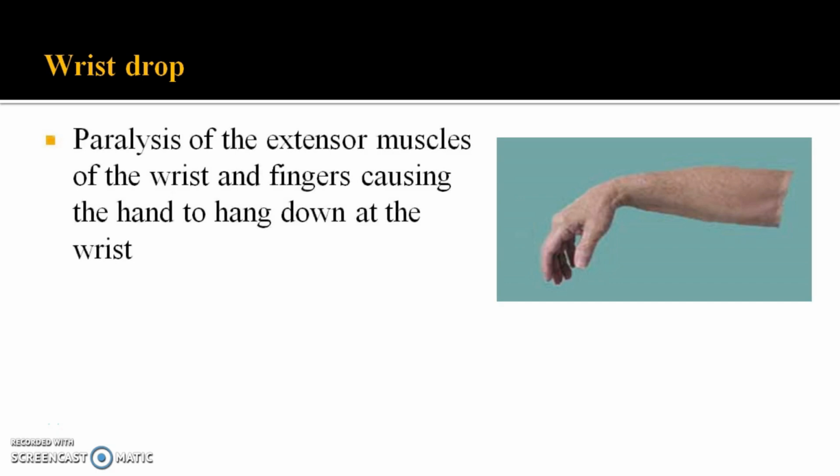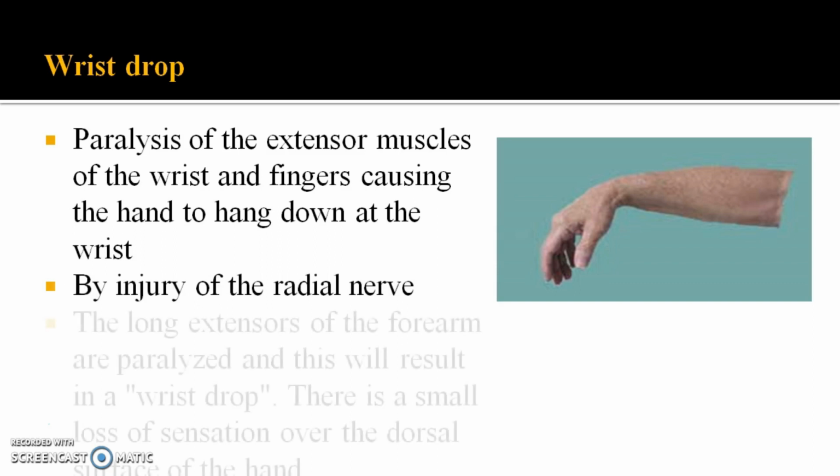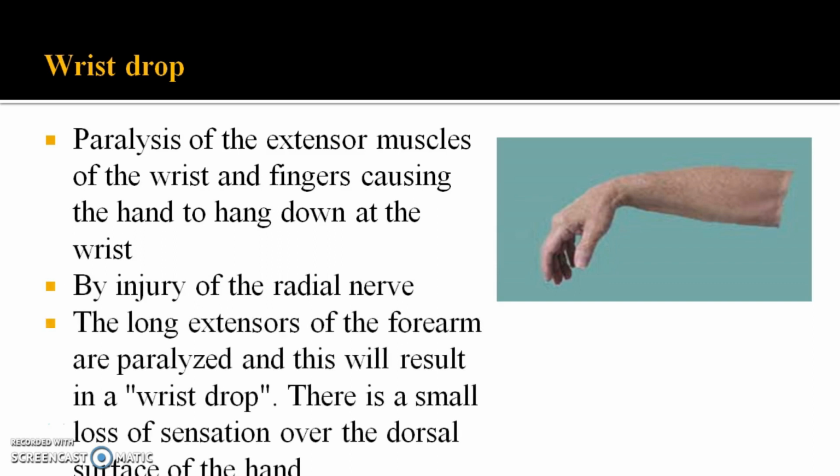So wrist drop is a condition which is formed due to the injury to the radial nerve, and it is causing paralysis of the extensor muscles of the wrist and fingers, which is causing the hand to hang down at the wrist joint as shown in the picture. It is mainly caused by the injury to radial nerve. The long extensors of the forearm are paralyzed in this condition, which is going to result in this wrist drop, and there is a small loss of sensation over the dorsal surface of the hand also. Along with the injury to the tendons, it is going to give some loss of sensation in the dorsal aspect in the lateral part of the hand.